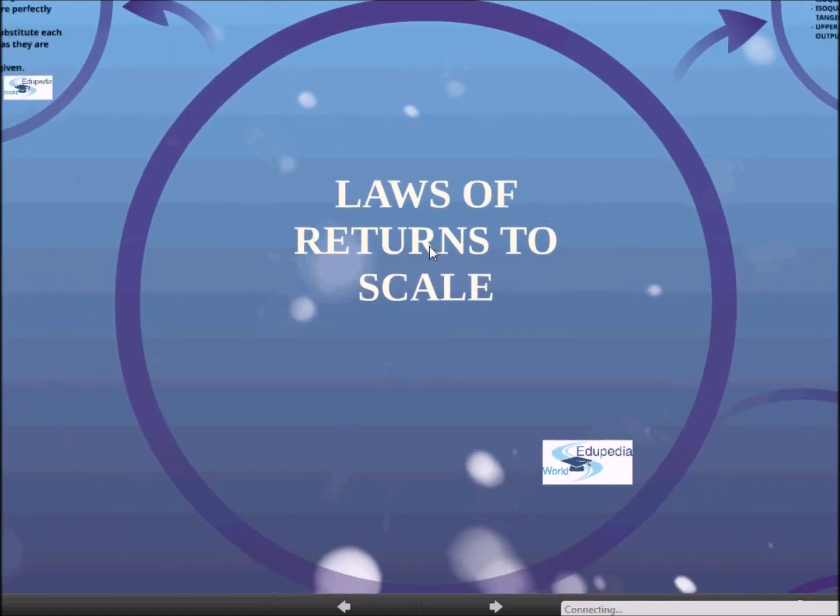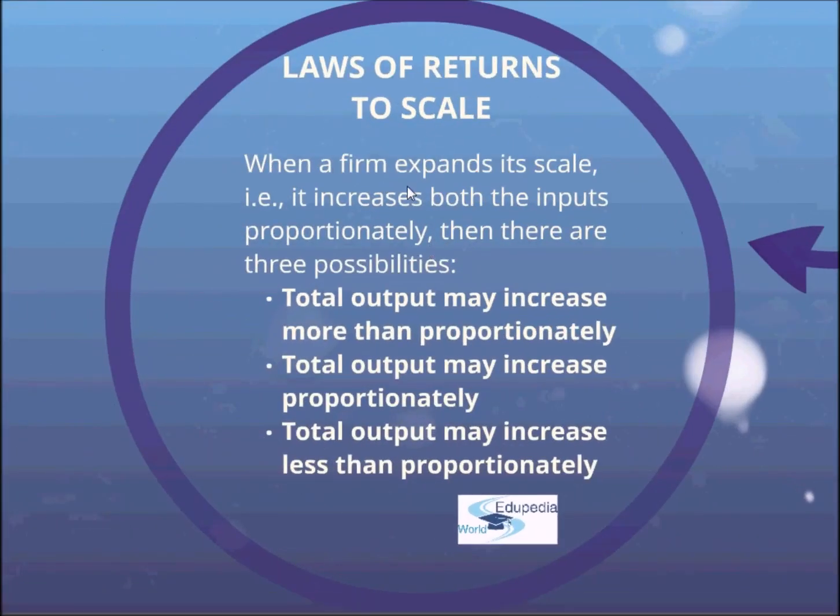So we get here that when a firm expands its scale, that is, it increases both the inputs, which can be categorized into labor and capital, proportionately, then there are three possibilities. The first one being the total output may increase more than proportionately, which means that if I double the use of labor and capital, my output will be more than doubled.